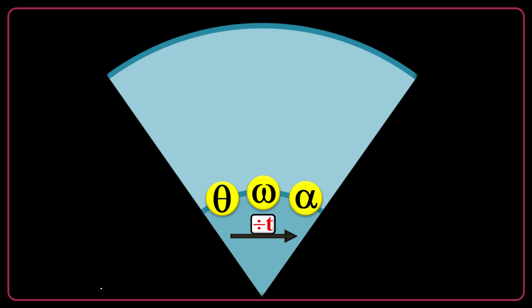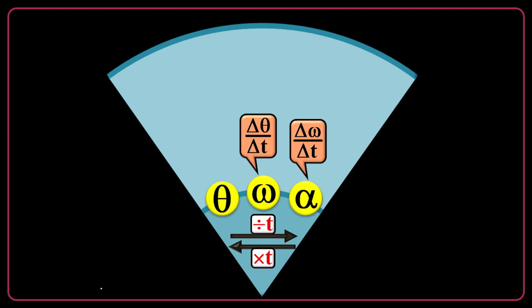Dividing by t will take you from the left to the right. For example, omega is delta theta over delta t, or simply theta over t. Alpha is delta omega over delta t, or simply omega over t. Going to the left, you should multiply. That means omega is supposed to be r alpha and theta is supposed to be r omega in general.